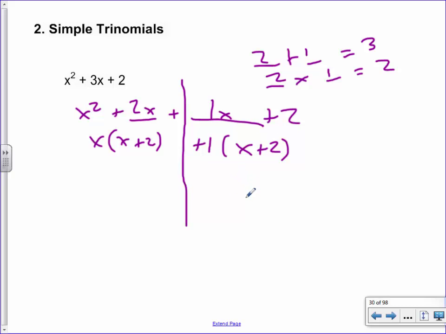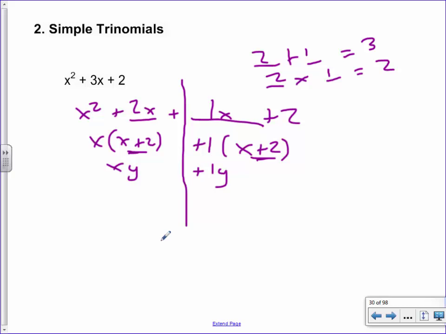If you do this correctly, you might notice something. This stuff in brackets is the same. And that's a good sign. It means you're doing it right. In a way, I'm now going to pretend that this stuff in brackets, just temporarily, I'm going to call it y.